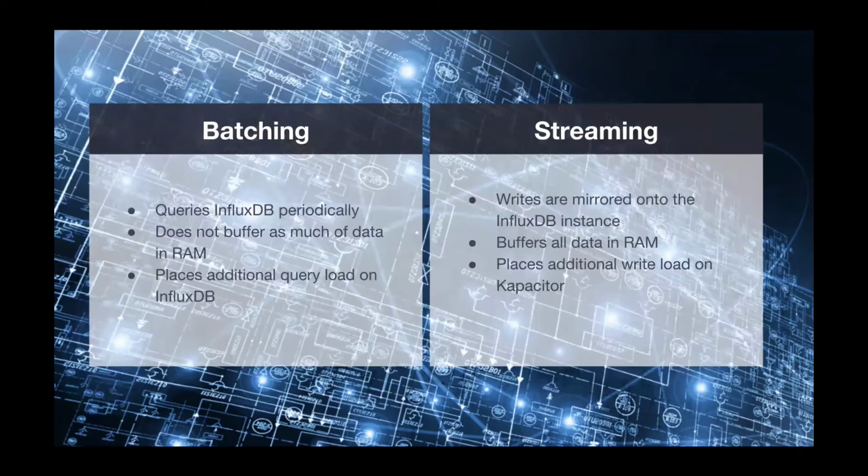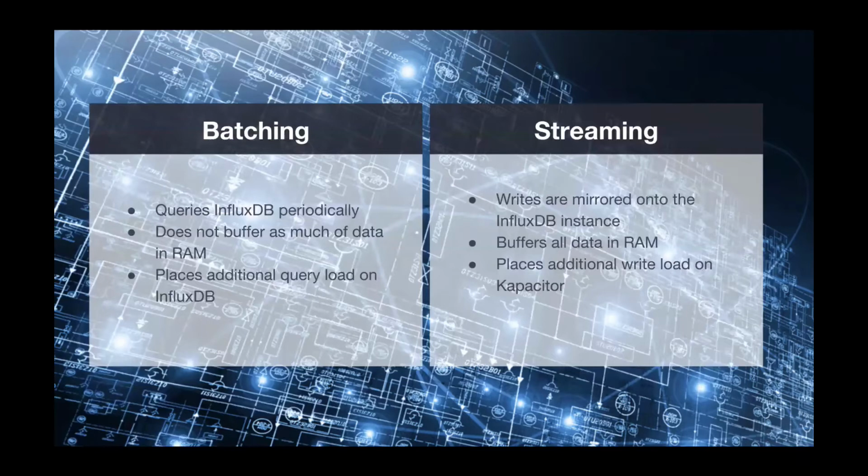And then another case is if InfluxDB, the time series database, is handling a high volume query load, and you want to alleviate some of that query pressure from InfluxDB, you can switch to a stream task. But then, of course, this does place a little bit of an additional write load on Kapacitor instead. So you kind of have to weigh up the two.